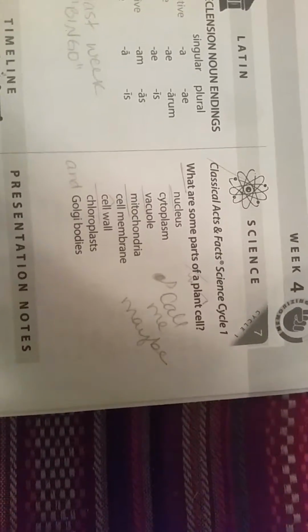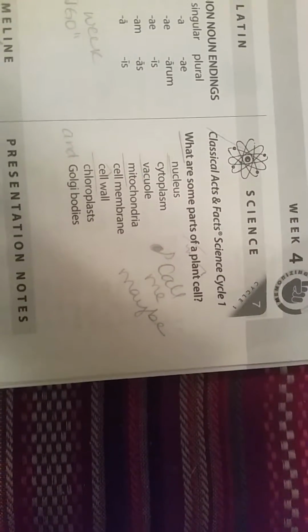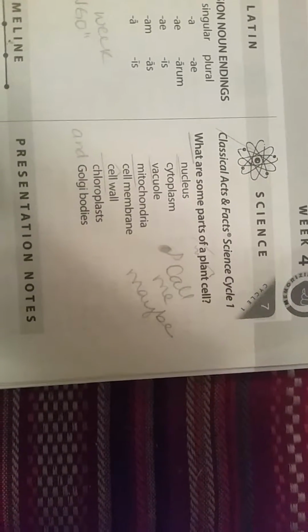Week 4. What are some parts of a plant cell? Nucleus, cytoplasm, vacuole, mitochondria, cell membrane, cell wall, chloroplast, and Golgi bodies.